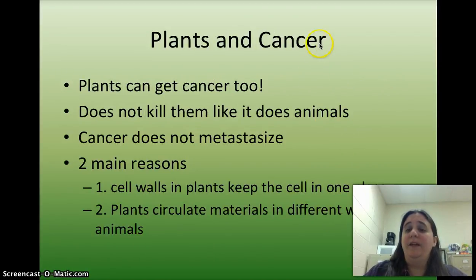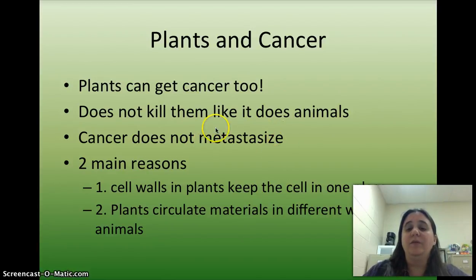Okay, so many of you may have not known, but plants can get cancer too. The difference is when plants get cancer, it doesn't kill them like it does animals. So it would be great if we could figure out how to control that and make sure that we don't die from cancer too. So in animals, cancer can do something that's called metastasize, which means to spread or move.